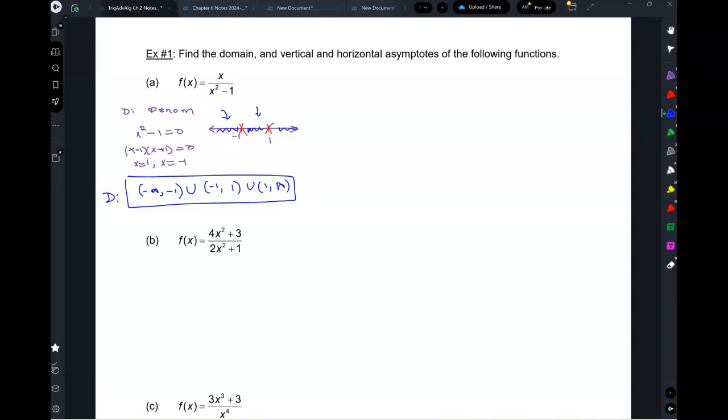They look like U's. It's called a union. It means or. So the domain is in the region of this one, or this one, or this one.